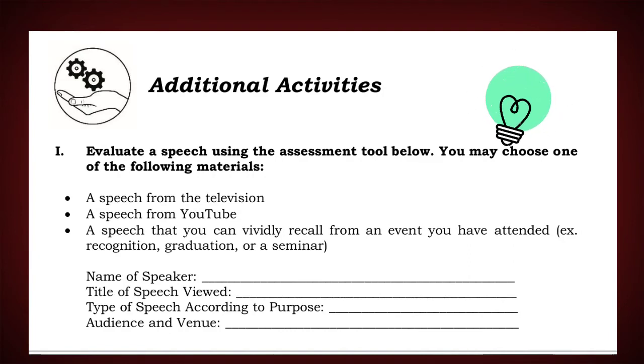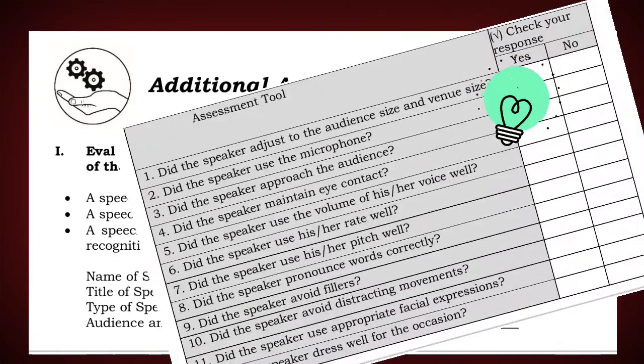Type of speech according to purpose. Yun yung informative, persuasive, and entertainment. And then, you can identify the audience and venue. Audience dito ay pinapertain, kunwari yung audience mga high school students, mga senior high students, yun yung ilalagay nyo dito. Venue, kung saan ginawa. Maglagay lang kayo ng check, yes or no. Just answer the following questions.